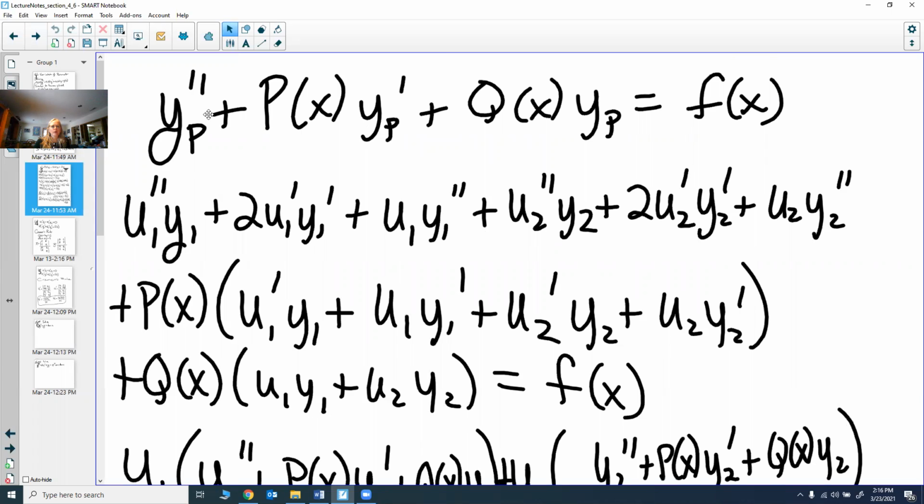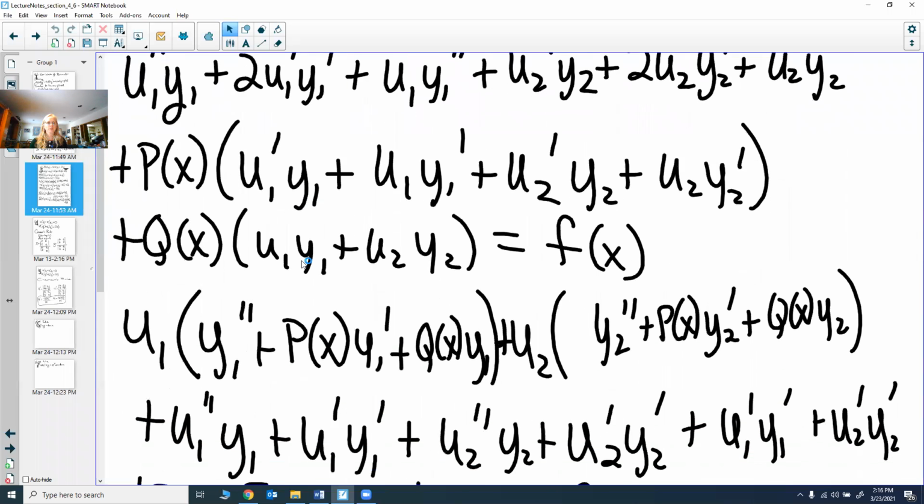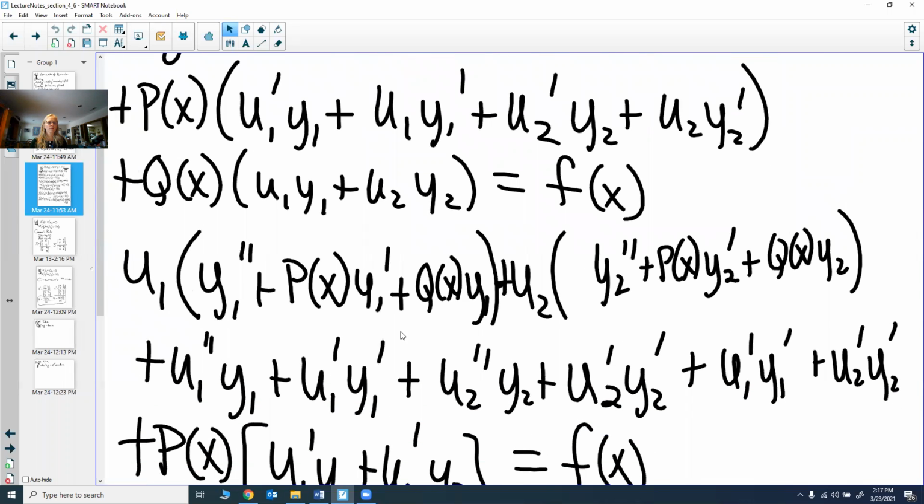So remember, if this is a solution, it will satisfy the differential equation. So we can plug in y sub p double prime plus p of x times y sub p prime plus q of x times y sub p equals f of x. So we plug all those in that we had before. And then we're going to realize that some of these terms have a u1, some have a u2, some have a u1 double prime, some have a u1 prime, some have a u2 double prime, some have a u2 prime. So we're going to go ahead and put all of our terms together.